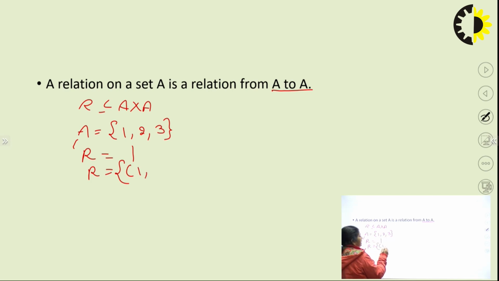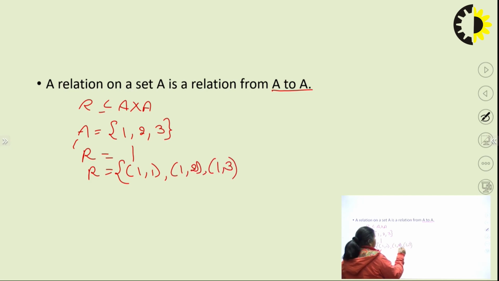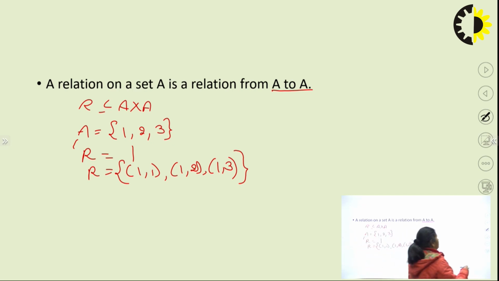So it will contain (1, 1), (1, 2), (1, 3). Now 2 doesn't divide 1 and doesn't divide 3. In the same way, 3 doesn't divide the others. So this is our relation here. In this, the relation on a set A is from A to A itself, so we are taking it as a subset of A cross A. So this is our relation definition.